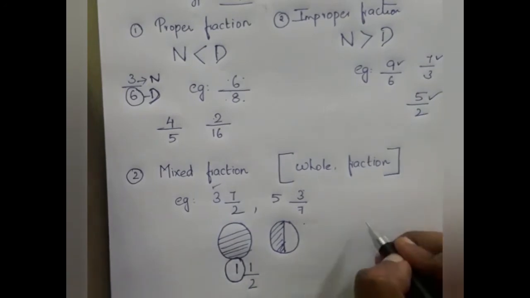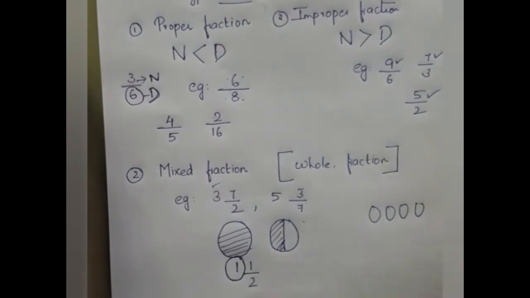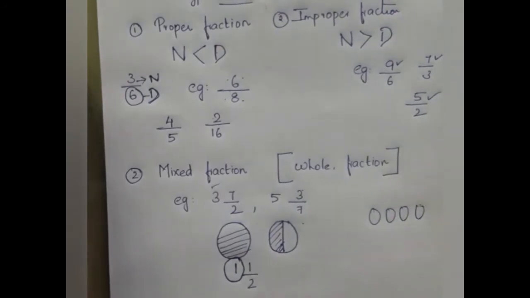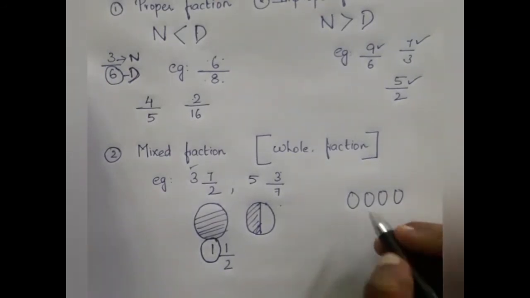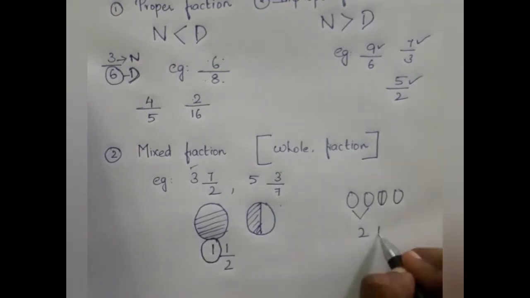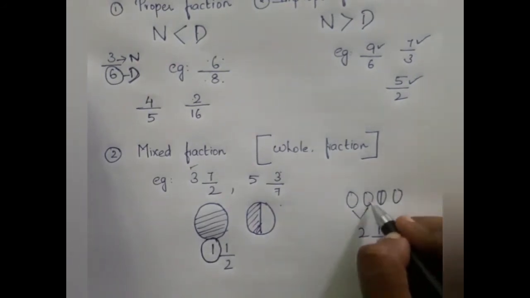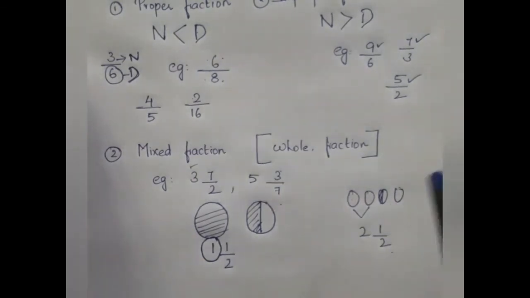Okay, for example, I am having 4 chocolates with me or 4 laddus. I am having 4 laddus with me and I am asking you how many laddus do you want? You are saying I want 2 whole laddus and half of the other. That is 2 1/2. Two whole laddus and half of the other laddu. 2 1/2. So this is a mixed fraction. It contains a whole number and a fraction.